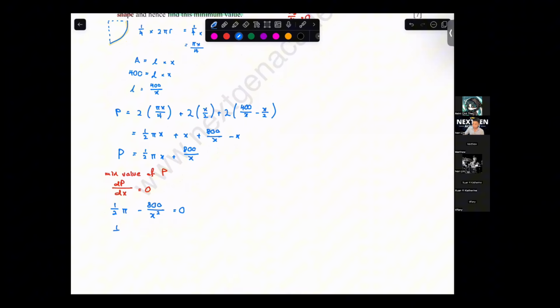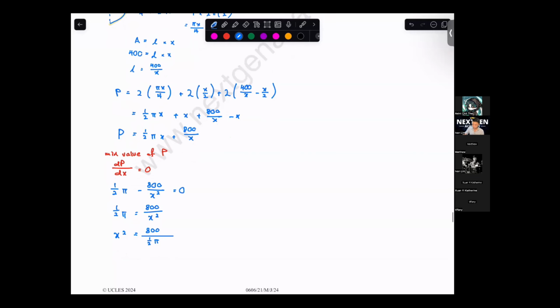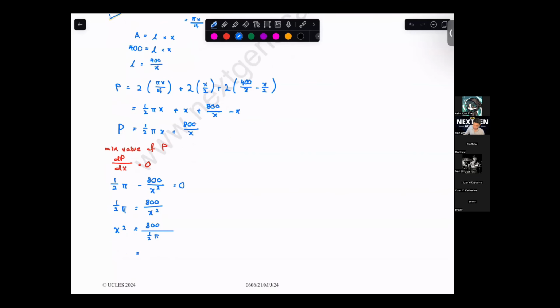Let's solve for this. 1 over 2 pi equals 800 over x squared. x squared equals 800 over 1 over 2 pi, which is equal to 1600 over pi. x will be equal to square root of 1600 over pi. I will just straight away write it as 40 over square root pi. If you want to write it as decimal places, also can. You can write it as 22.6, either one of these.